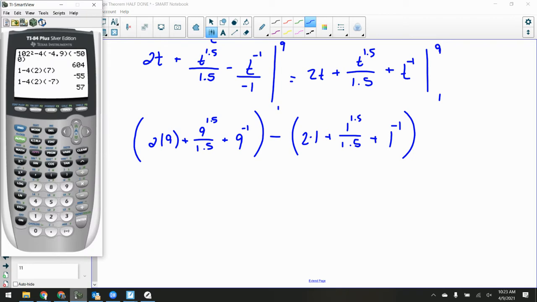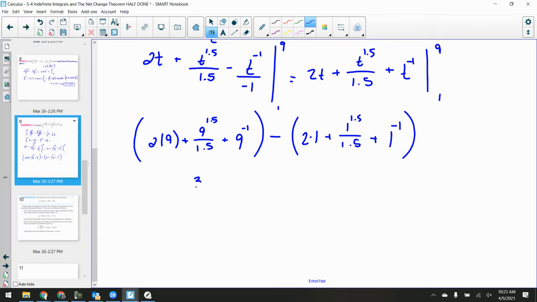So let's evaluate each piece here. This is going to be 18 plus 9 to the 1.5 divided by 1.5. I didn't need to put that in parentheses, that's okay though. Plus 9 to the negative 1. So that's going to get me 36.1 repeating, or 36 and 1/9.